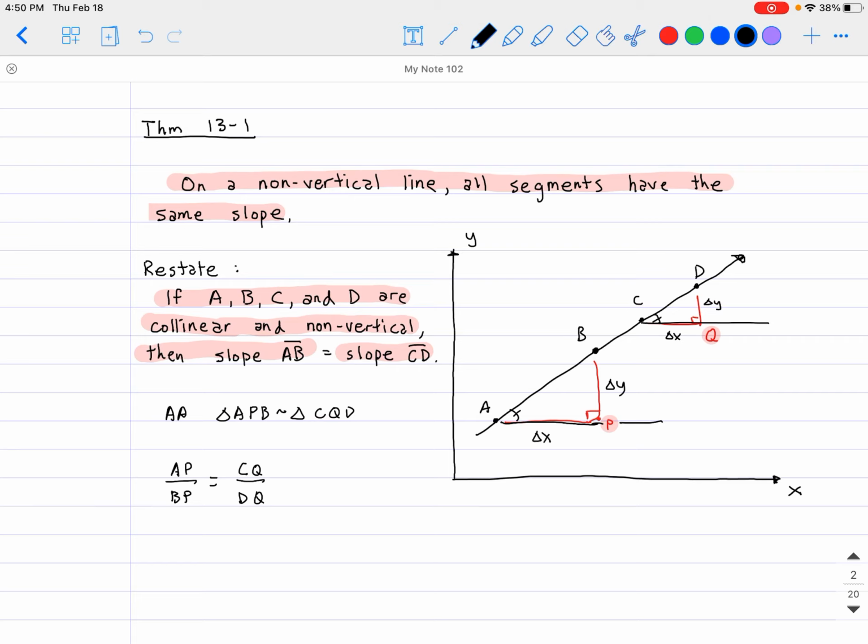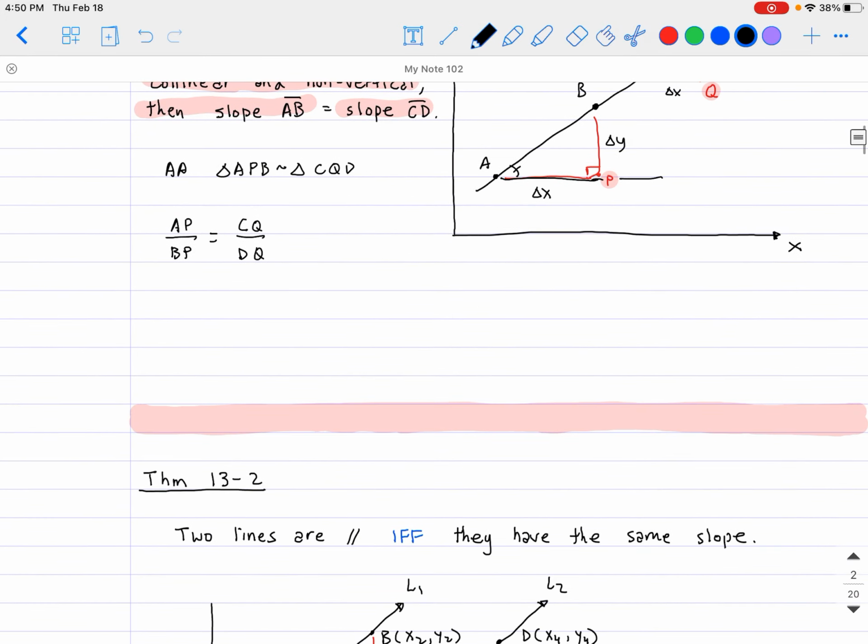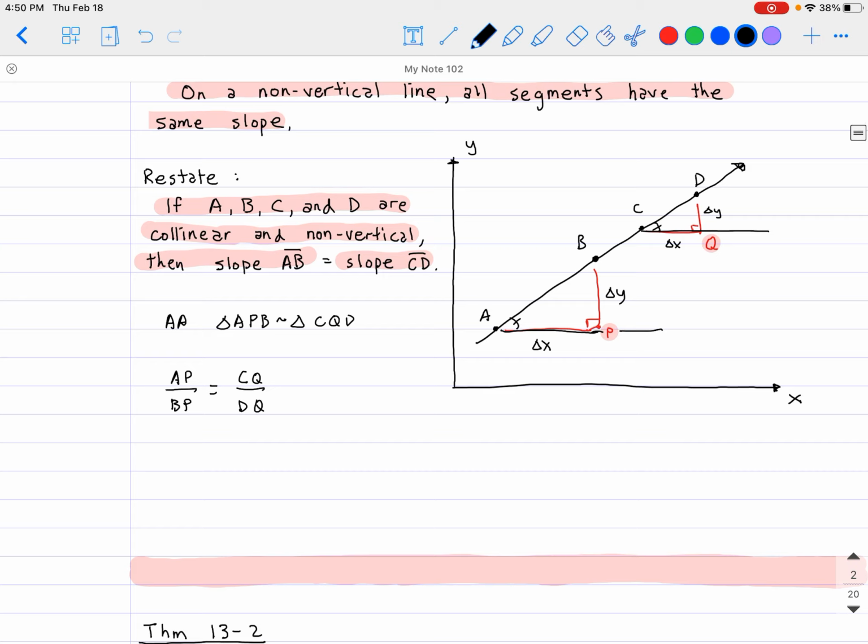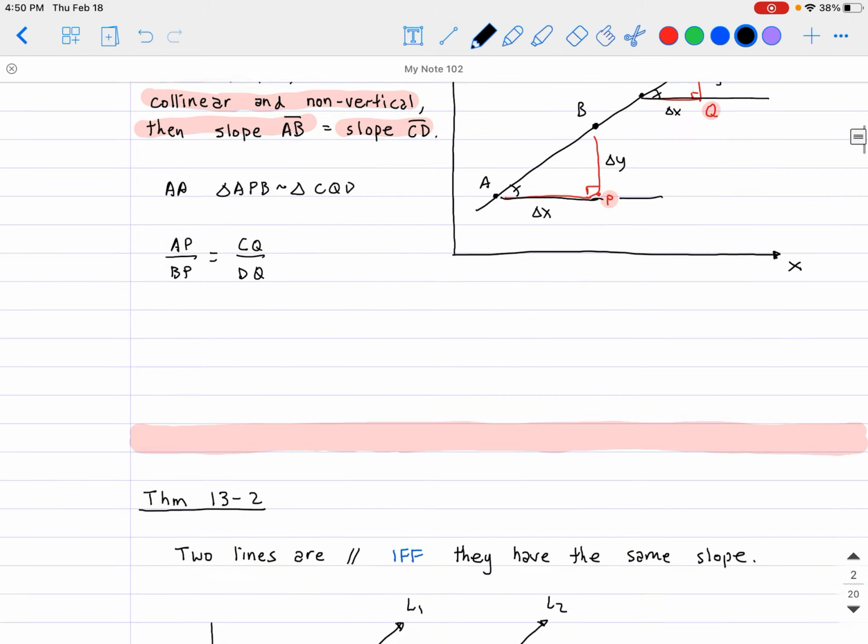So as a result, they're going to be the same slope then, because the slope of each one, you can see, is the same thing. Now, you can use actual numbers if you want to, just to verify, and that would actually work out too. Maybe that's a little bit better to understand.